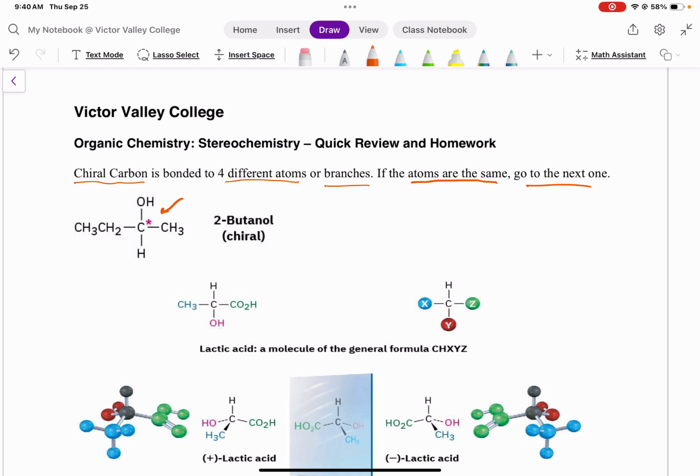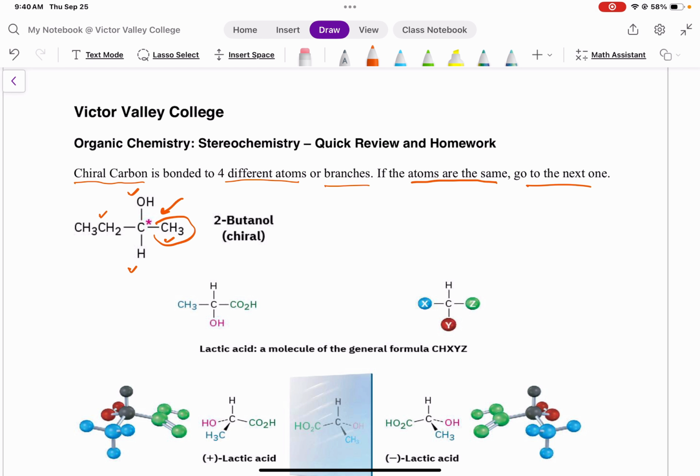Okay, so for example, this one is chiral. It's connected to an oxygen. It connects to a hydrogen. So that's different. It's connected to a carbon. Okay, you can think either way. The other one is also a carbon, but you go on to the next one. It's another carbon on this side, on the right side. It's just a methyl. There's no other carbon.